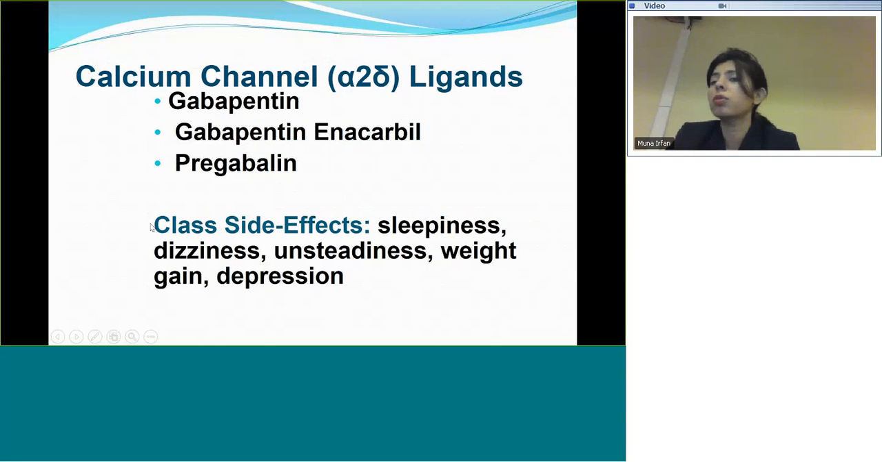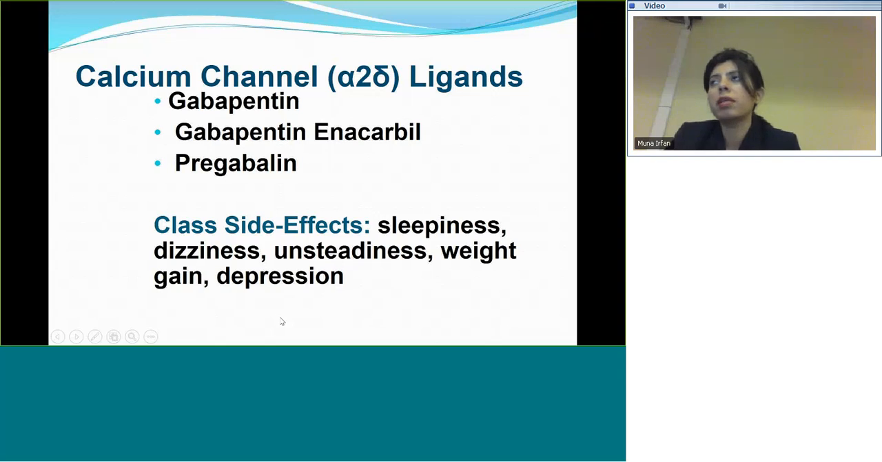The other class that I really want to talk about is calcium channel ligands, gabapentin and pregabalin. I want to really drive the message home that this class of medication is also very effective for restless leg. And in fact, lately this has become more popular because, yes, this class has certain side effects, but augmentation is typically not one of them. The main side effect of this class could be that the patient might feel a little bit sleepy. It can cause a little bit of dizziness or unsteadiness, weight gain, and depression.